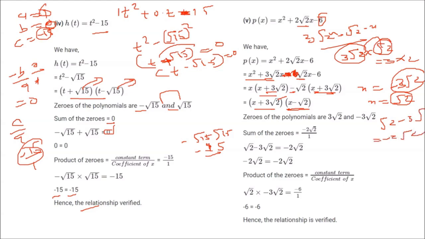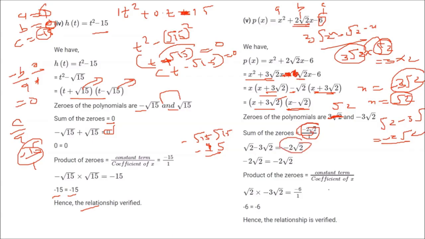Okay. These are the zeros, not this one. This is root 2 and minus 3 root 2. So when you add them, you get minus 2 root 2. Let us see minus b by a. Here a is 1, b is 2 root 2, c is minus 6. So minus b by a will be equal to minus of 2 root 2 by 1, and that is exactly equal to the right hand side, this one.